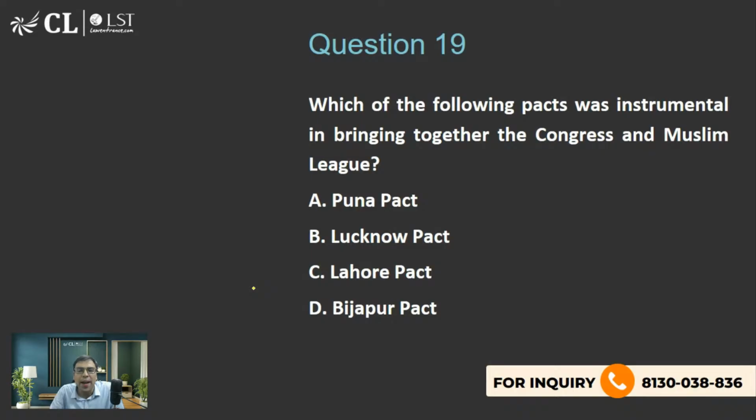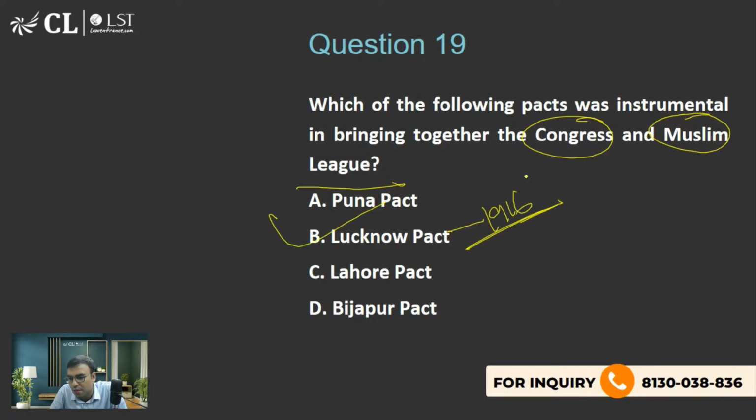The next is, which of the following pacts was instrumental in bringing together Congress and Muslim League? Yes, this is very important. And in which year did it happen? Pune Pact, Lucknow Pact, Lahore Pact, Bijapur Pact. What is the right answer? Very famous. Lucknow Pact, 1916. B is the right answer. Yes, Akshat Verma, Sloka, you're right. And B is the right answer.